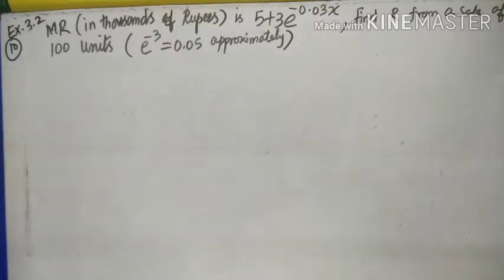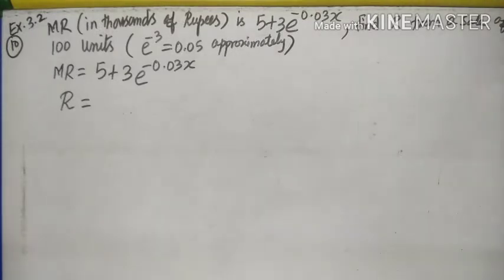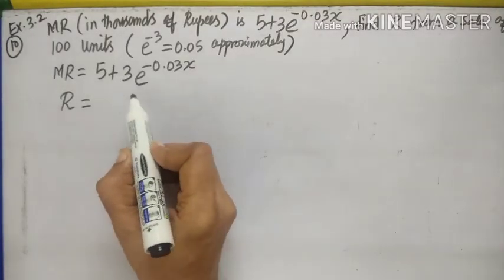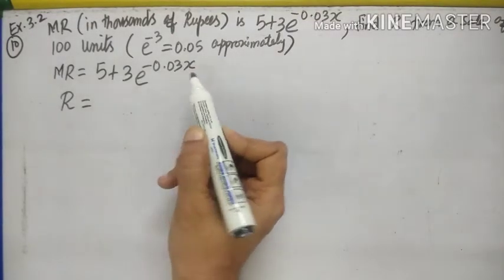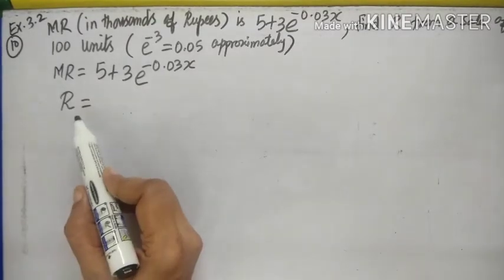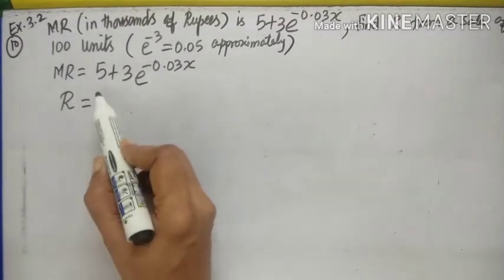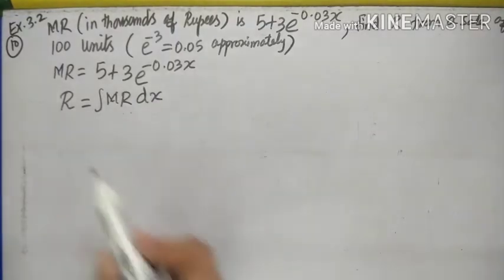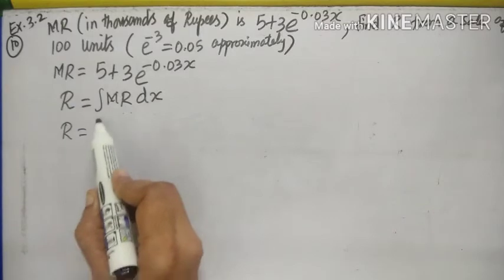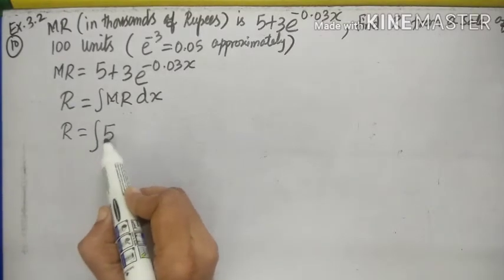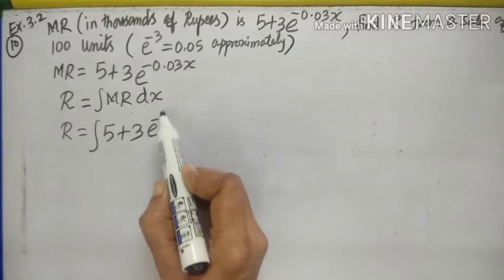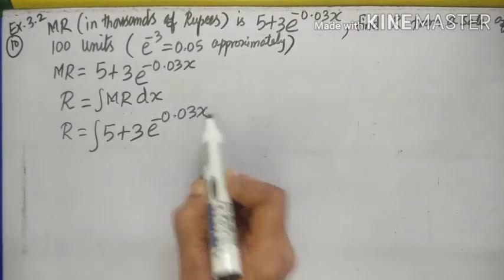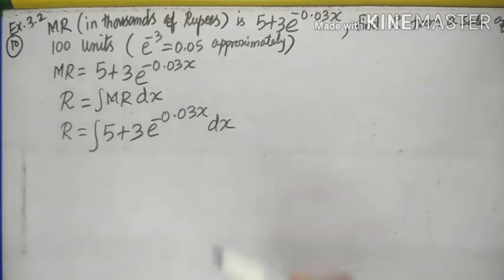Question number 10. MR is 5 plus 3 e power minus 0.03x. We need to find R. What is R? Integral MR dx. R is equal to integral 5 plus 3 e power minus 0.03x dx. Usually we integrate and we put x is 0, R is 0, find k.